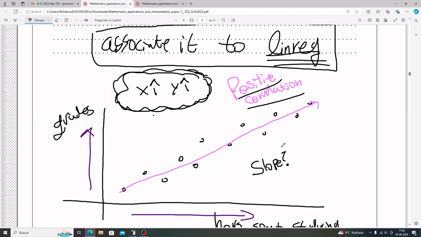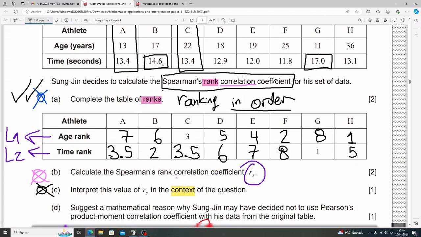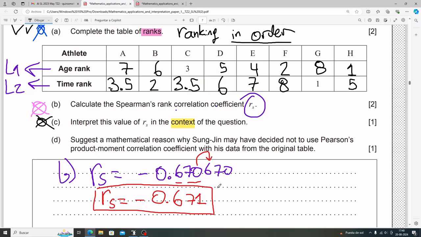You don't know the exact slope, but you know that the slope has to be positive. And the slope down here for negative correlation, what slope does it have? You're not sure, but you know that it has to be negative. Okay? So if you got an R value that is negative, then the slope is negative.